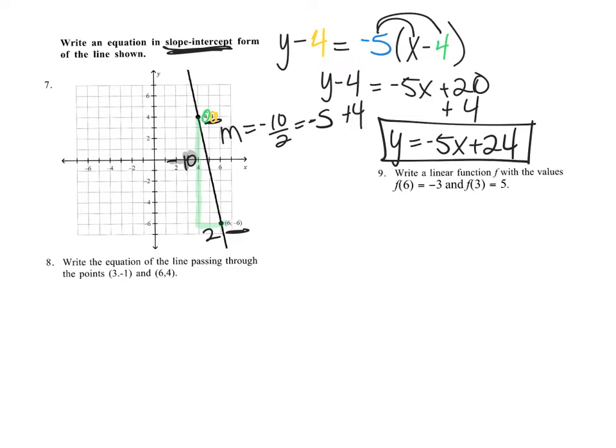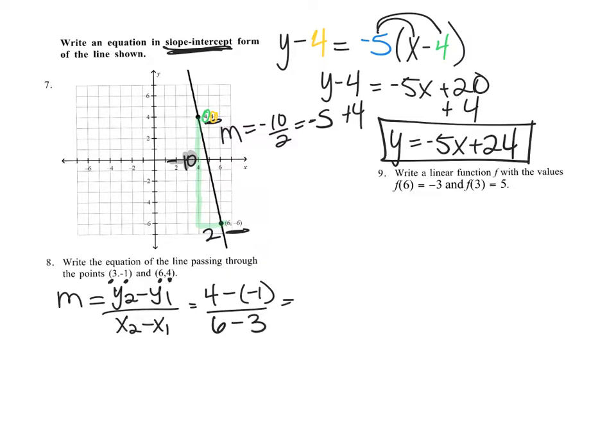Now what if we're given 2 points without a graph? Again, we still need our slope and a point. So I have 2 points, but now I need to find the slope. Using my slope formula, y2 minus y1 over x2 minus x1 equals 4 minus negative 1, because this is my y2 minus y1, over x2, which is 6, minus 3. So minus a negative becomes plus, and I get 5 over 3.